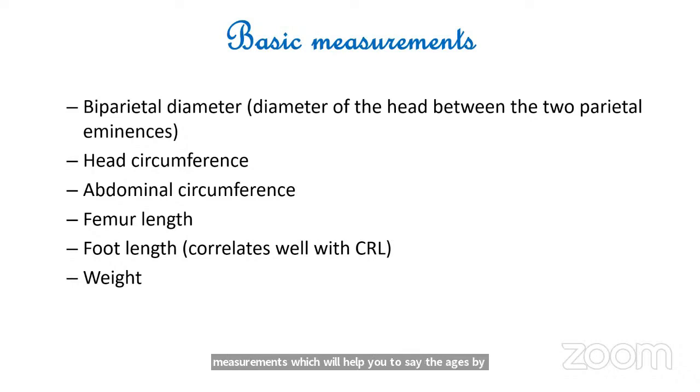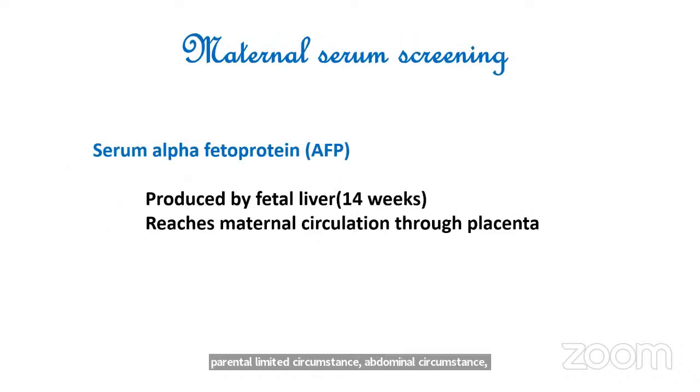Now, maternal serum screening. This is very, very important in gynec as well as pediatrics. You will get these questions. Serum alpha fetoprotein, AFP. It is actually produced by the fetal liver by around 14th week, and it reaches the maternal circulation through placenta.